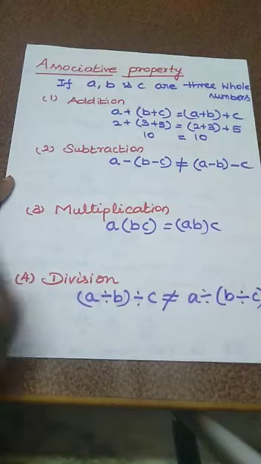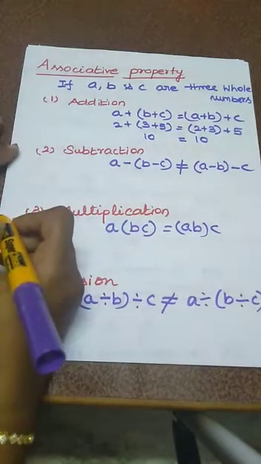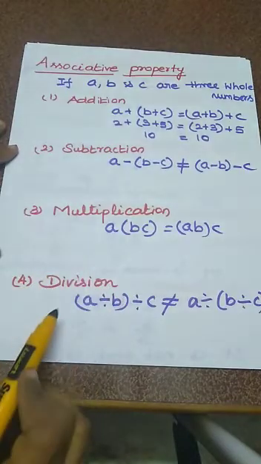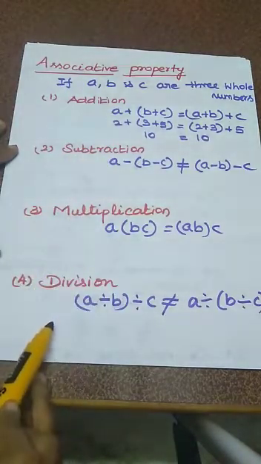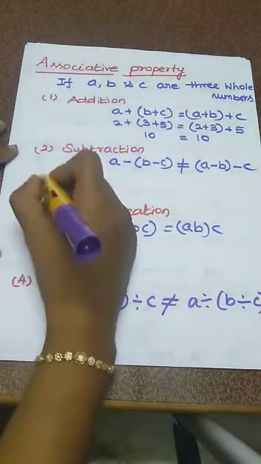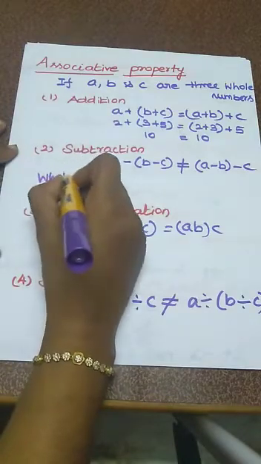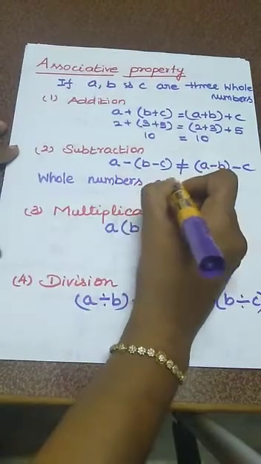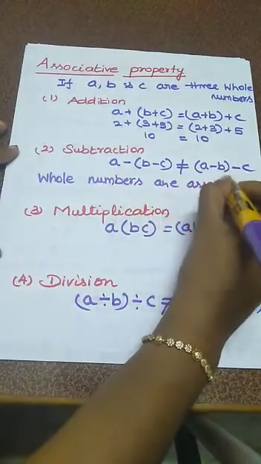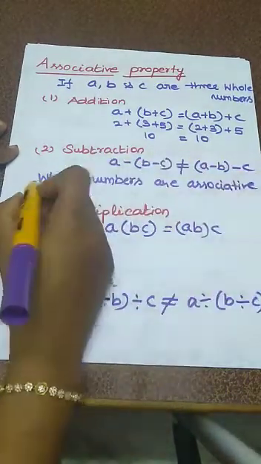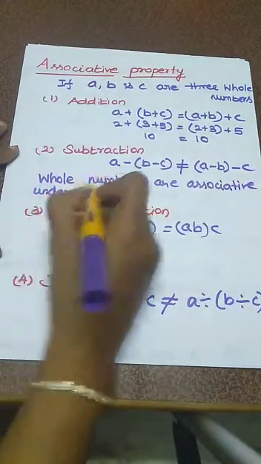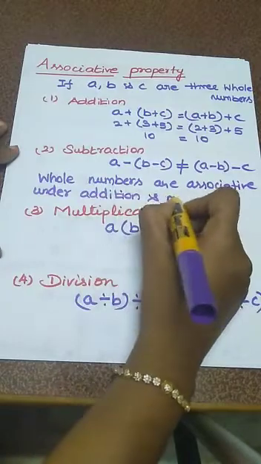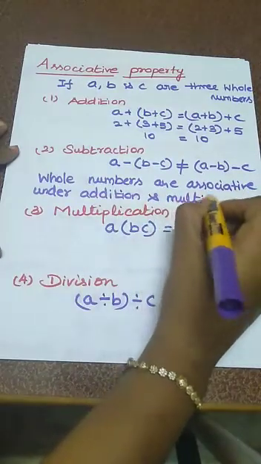So what is the conclusion actually? Associative property is actually true in addition and multiplication only. It is not true in subtraction and division. So finally we have to write: whole numbers are associative under addition and multiplication only.